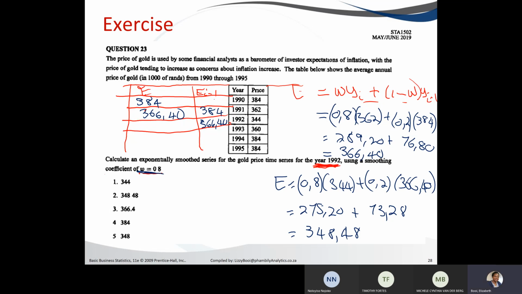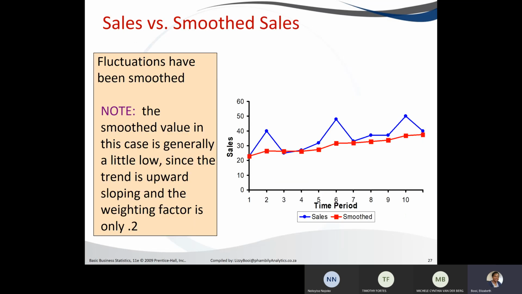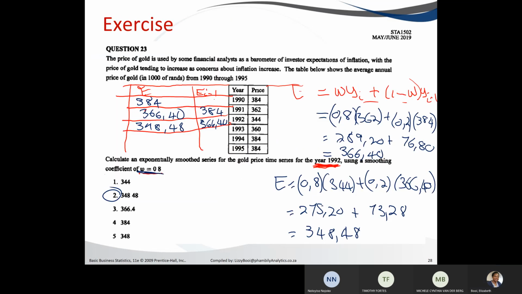And that will be the answer that we're looking for. That would have gone there, 348.48. And that's how you do the smoothing technique.